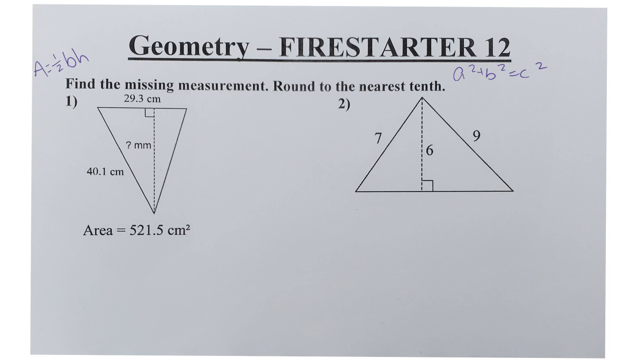So what I'm going to do for number 1, I'm going to put area equals 1/2 base times height. This is the area, so I put 521.5 equals 1/2. The base is always perpendicular, so this is the base. So at 1/2, 29.3 times my height. We don't know the height, so we're just going to put an H there. So in my calculator, I'm going to do 1/2, 29.3 first.